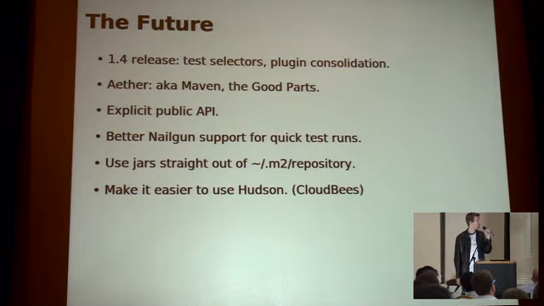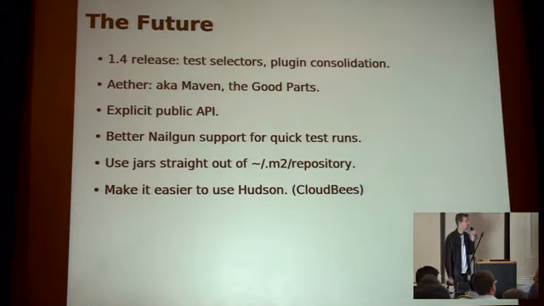So I use Swank Clojure, obviously, and I run all my tests in there. I realize not everyone does this, so I'm thinking about supporting Nailgun for quick test runs for those non-Emacs users. Using jars straight out of the M2 directory rather than copying them into lib would be a little cleaner. The way it's done right now is kind of for historical reasons that don't really apply anymore.